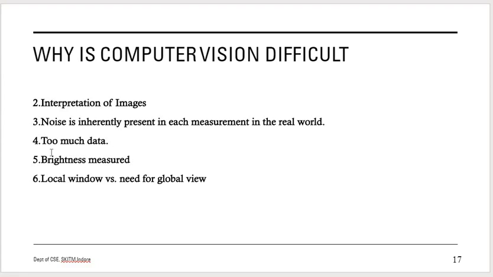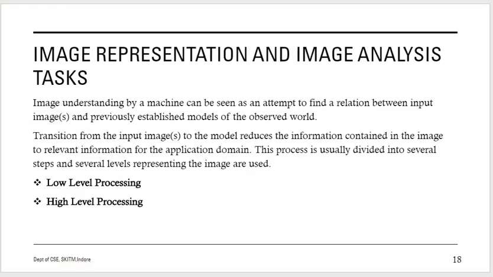The next difficulty is too much data. If too much data is there, it will be bulky. Then brightness measured. And the last difficulty is the local window versus the need for the global view. So these are the 6 major difficulties with computer vision.